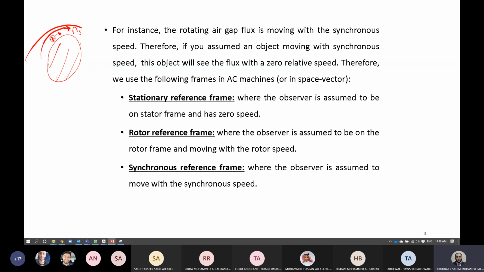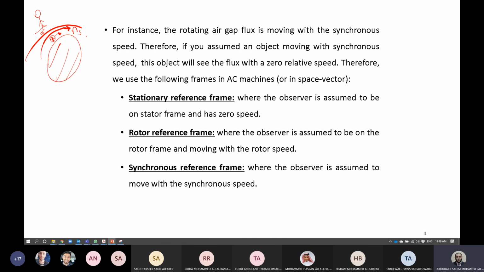So the idea now, instead of standing at the stator side here and observing the variables as a function of frequency, moving and varying, we can transfer our observer from the stationary part to the rotor or to synchronous speed. In this case, the variables will be constant, will not be variable. Is it right?